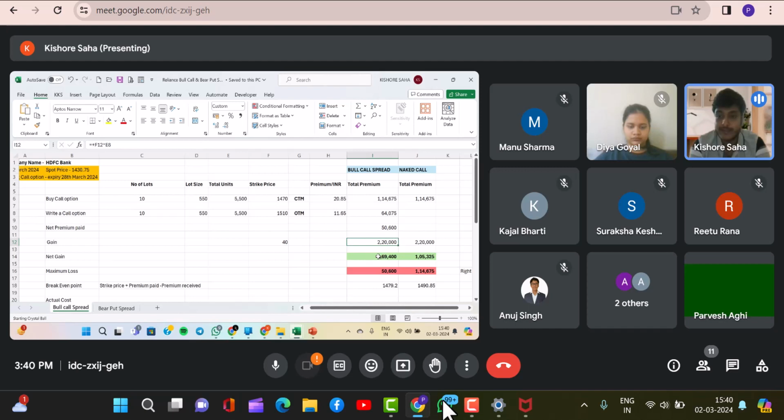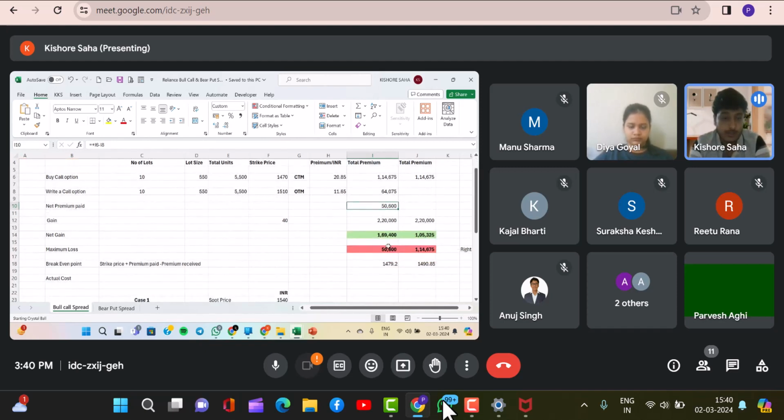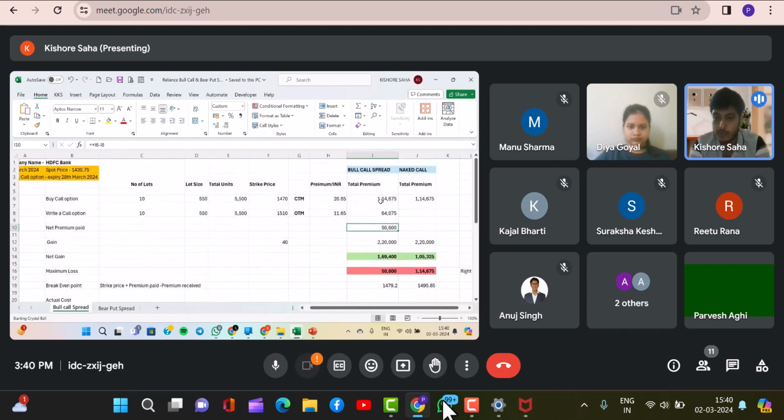My net gain in the bull call spread strategy would be 1,69,400, because my net premium paid in this strategy is obviously less. However, in the naked call, my net gain would be lesser than this because here I don't have the luxury of writing the call option. So this is the net gain. Now the maximum loss I can incur in the bull call spread strategy is 50,600. Whatever the situation, my maximum loss is capped at 50,600 in the bull call spread, but in the naked call, my maximum loss could go up to 1,14,675.